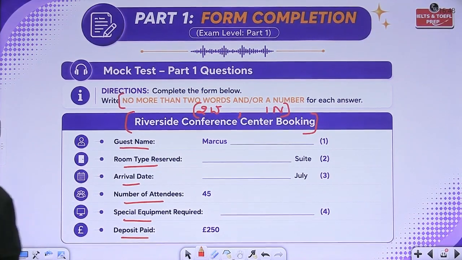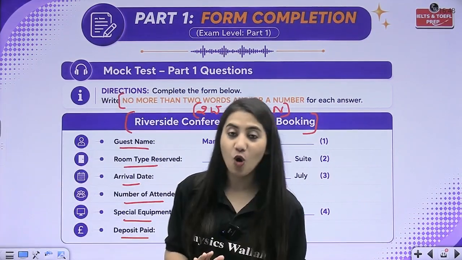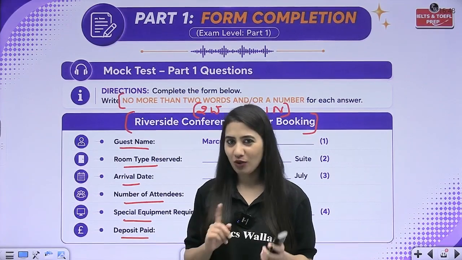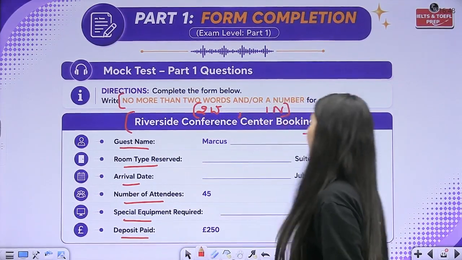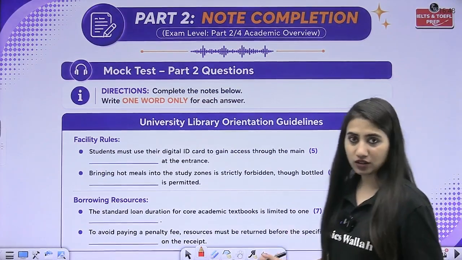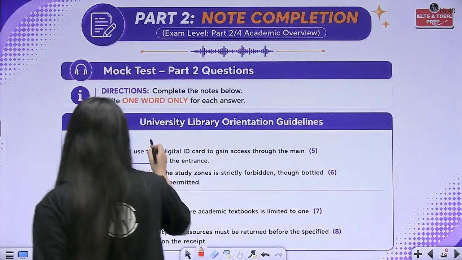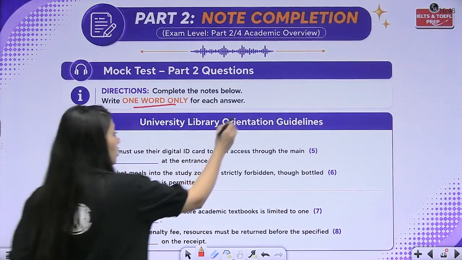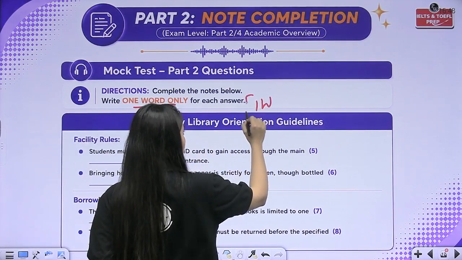Yes, guys. I hope you all marked them all correct. I know it was quite easier than you expected. Let's move towards the next question. Now, this is for notes completion where you are again allowed only one word. So you cannot use anything which is more than one word.